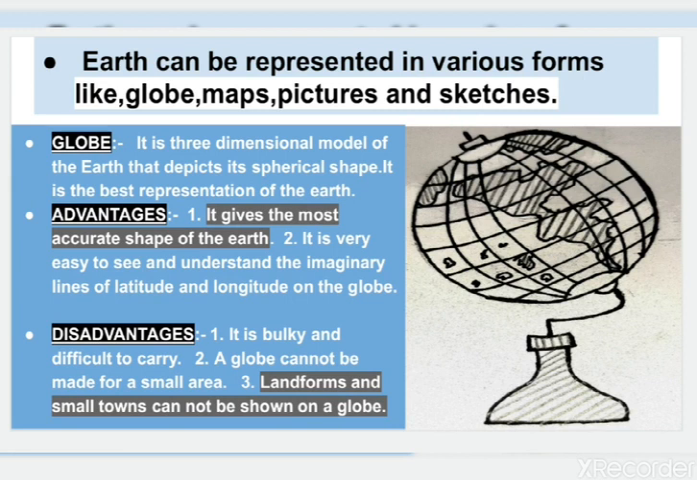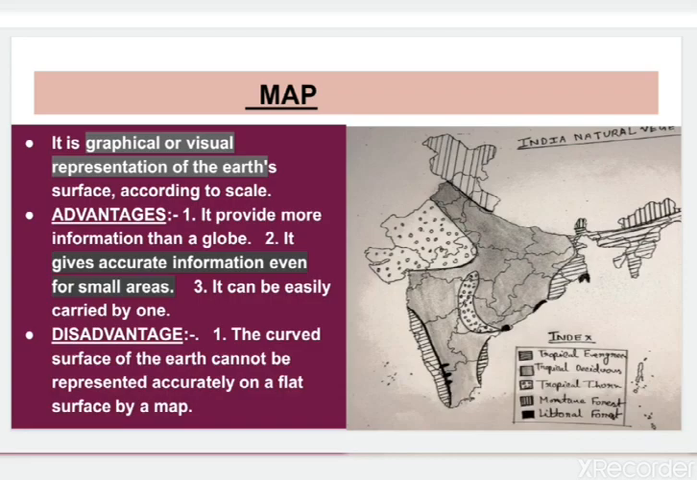Next, the disadvantages. So it is bulky and difficult to carry. A globe cannot be made for a small area. Landforms and small towns cannot be shown on a globe. Next, we will discuss about map.